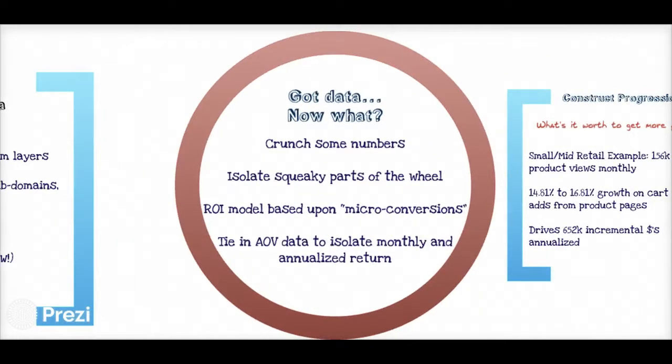Now you've got data. At this point, what's next in the conversion optimization journey? Well, here you're going to crunch some numbers. You're going to look for the squeaky parts of the wheel and construct an ROI model that's based around micro conversion rates. By tying in average order volume data, you can isolate monthly and annualized return from your program.